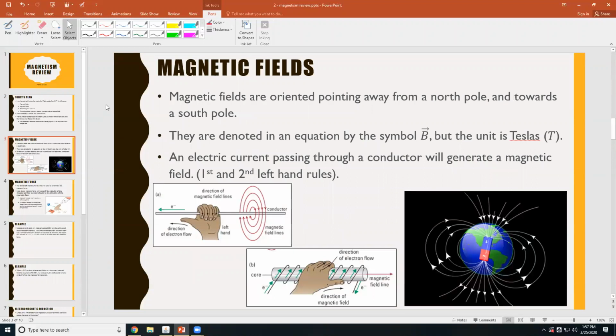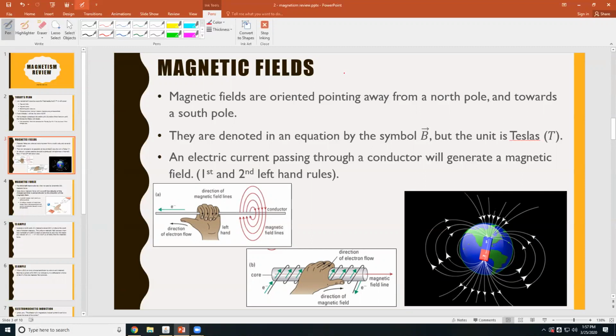First of all, magnetic fields. This is something that we talked about earlier on in the forces and fields unit. Magnetic fields are oriented pointing away from a north pole and towards a south pole. Kind of like when we talked about electric fields pointing away from a positive charge, magnetic fields behave in a very similar manner. They point away from the North Pole.